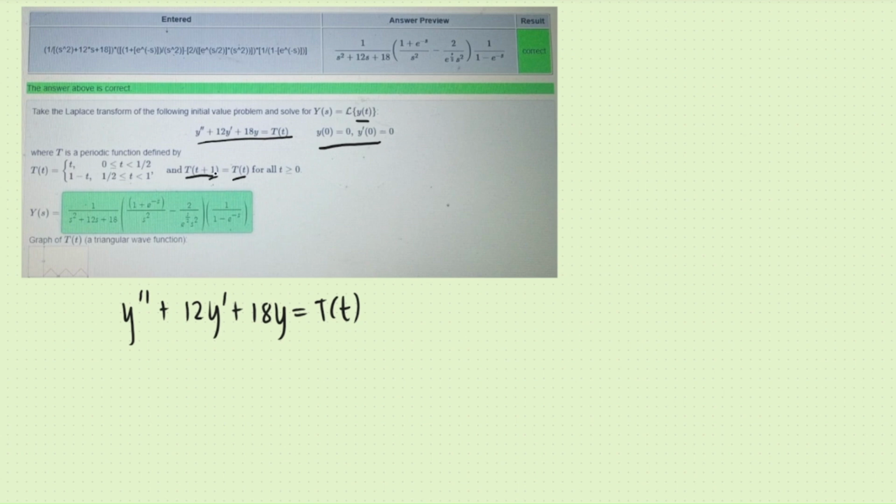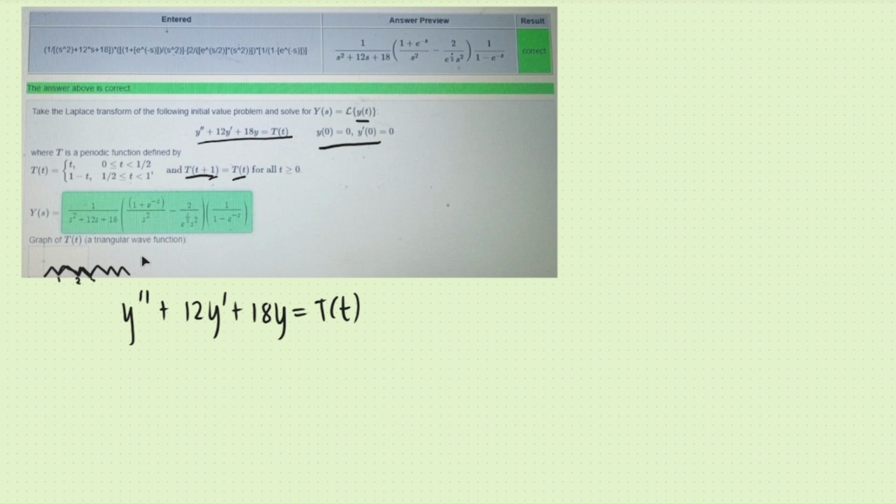If this were t + 2 here, our period would have been 2, but it's not, so it's 1. That means the graph of our T(t), which is periodic, keeps on repeating after every period. So that's 1 here, 2 here, 3 here. This is the graph. It's a triangular graph. It keeps on repeating after every period.